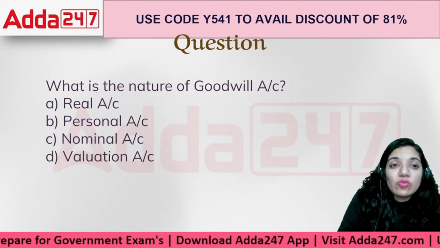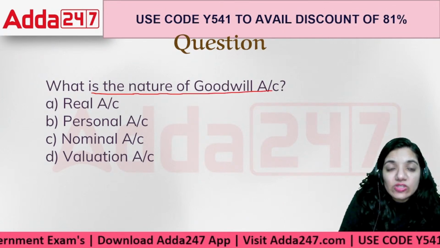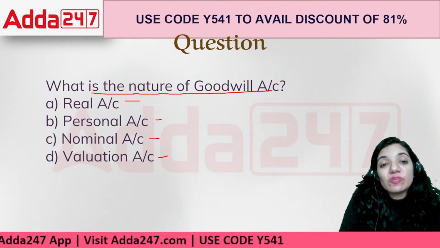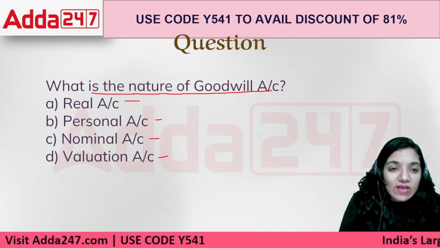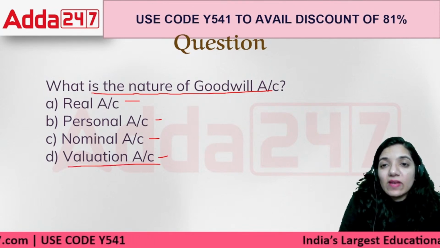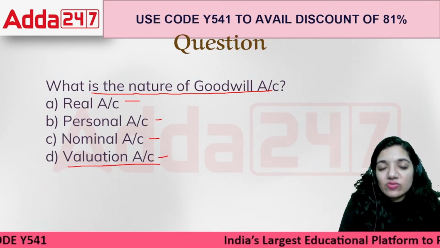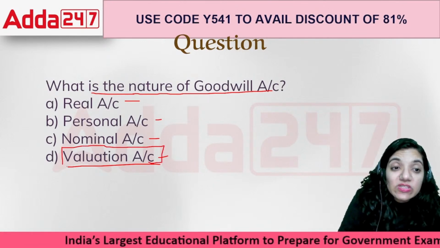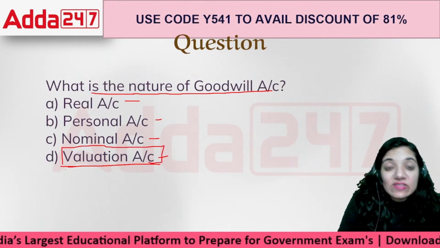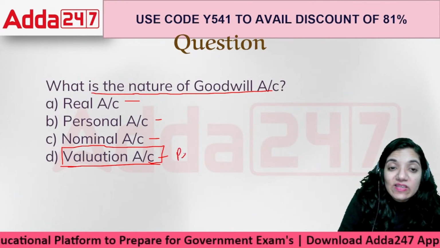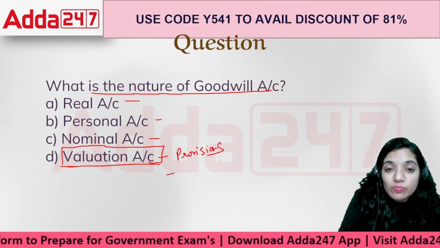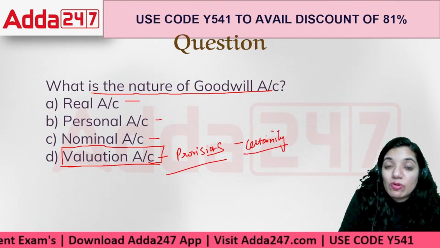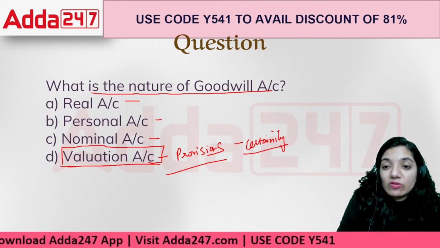Now, the next question: what is the nature of goodwill account? Is it real, personal, nominal, or valuation? We have talked about real, personal, nominal. Let me tell you about another kind of account, which is called valuation account. When the real, personal, nominal accounts came into recognition, there was another kind of account which was not recognized at that point of time. That is the valuation account, which basically records the provisions. If I'm supposed to pay someone, there's a certainty for that. If I know the amount, even then there's a proper certainty.